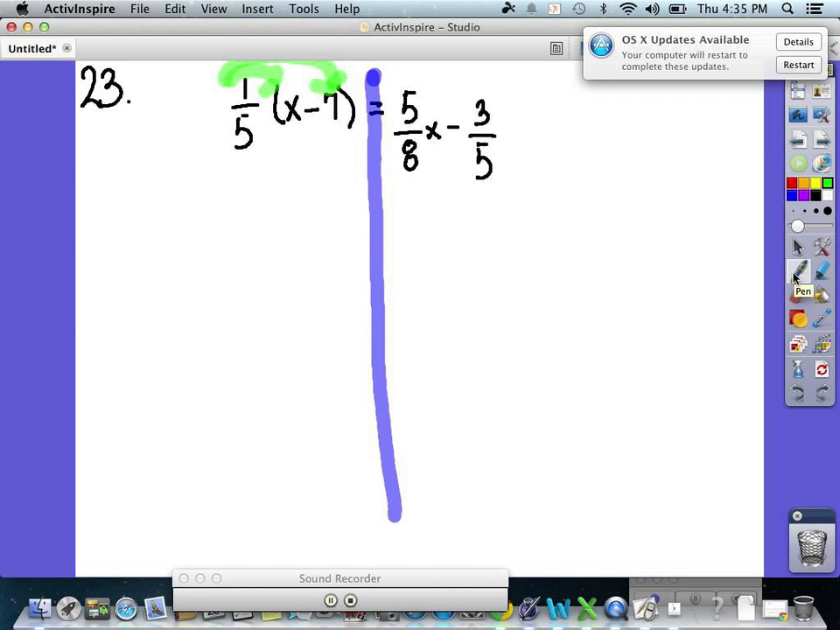1/5 times x will give us 1/5 x. Negative 7 times 1/5, or 1/5 times negative 7, will give us negative 7/5. All I did was say 7 times 1 would give me 7, and 5 times 1 would give me 5. So 7/5. Use your calculator if you must. Now I'm going to bring down everything on the other side. Now I need to see if I have like terms.